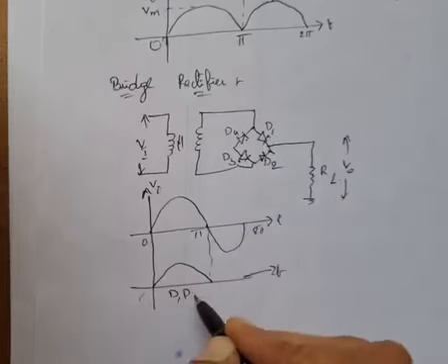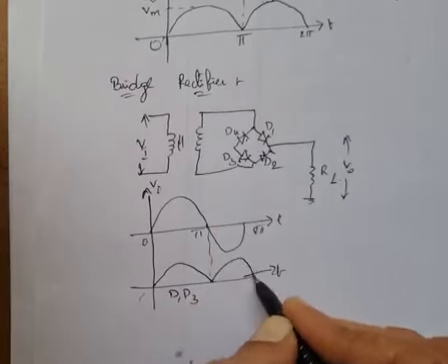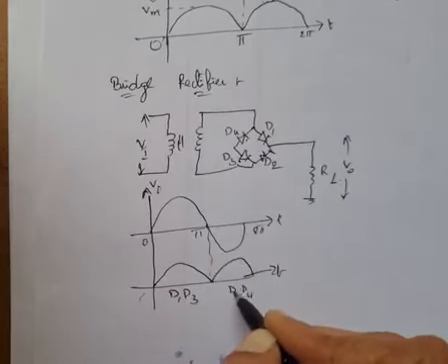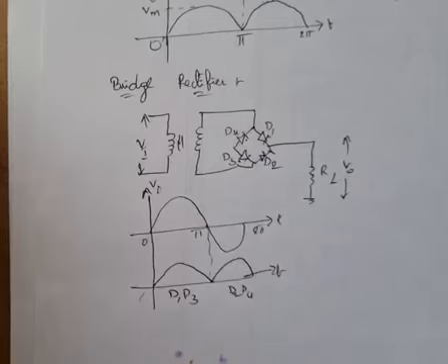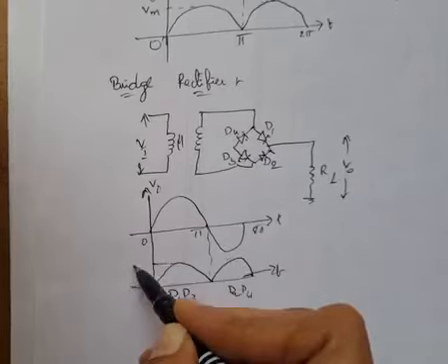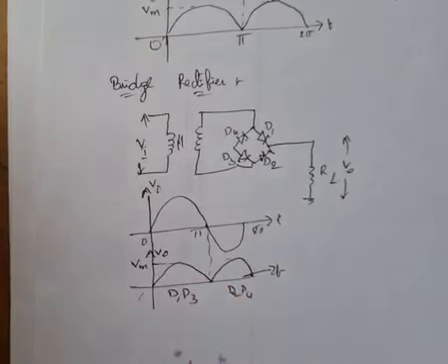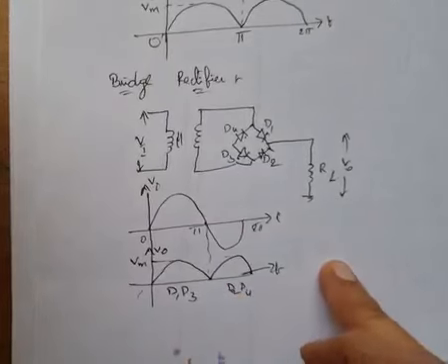In the negative half cycle, D2 and D4 will conduct, and D1 and D3 are not conducting. So across the load, the output is positive and constant, meaning Vm. This is the V0. And efficiency is the same compared to the half wave rectifier.